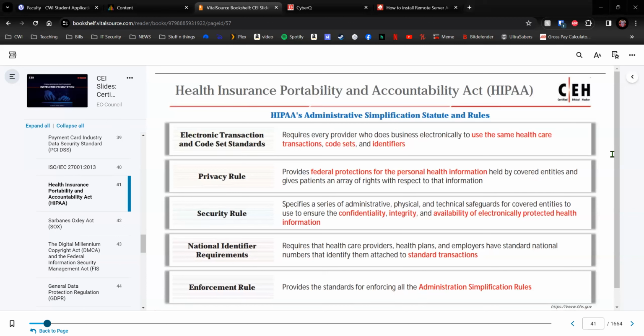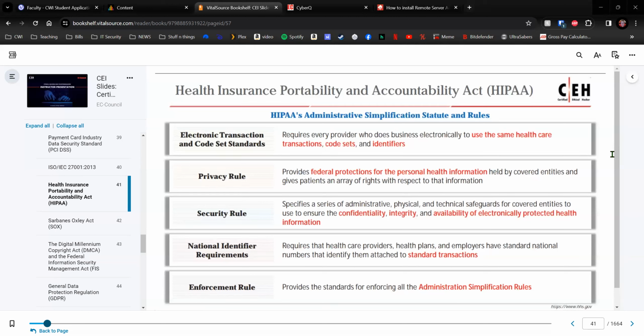The privacy rule provides federal protections for the personal health information held by covered entities and gives patients an array of rights with respect to that information. It's always a good idea to know exactly what your rights are. And if you've been to a doctor's office at any point, you've had to sign a form that says, yes, I've read the rights. It's like this sheet that you have to read, and that's what they're talking about.